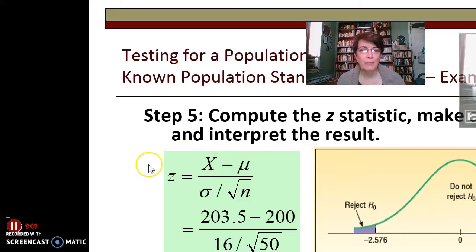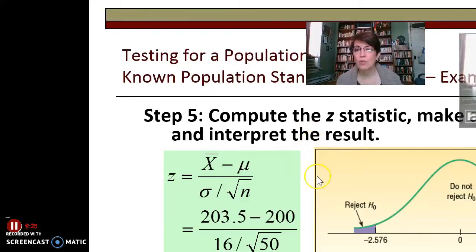When we end up doing the math, we end up with 1.55. Again, they kind of went out a couple more decimal places, but 1.55 is going to be right in here. Where does it fall? It falls in the do not reject area.